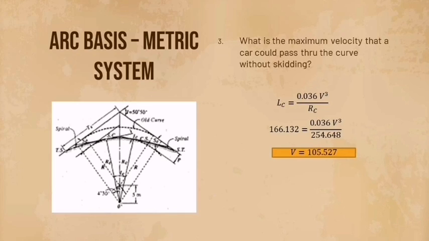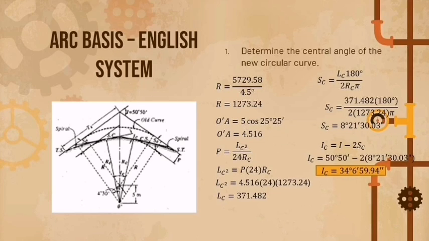And for number 3, what is the maximum velocity that a car could pass through the curve without skidding? So, length of curve is equal to 0.036 V cubed over RC. Get the values and substitute: 166.132 equals 0.036 V cubed over the 254.648 radius. After computing it, you will get the velocity, which is 105.527.